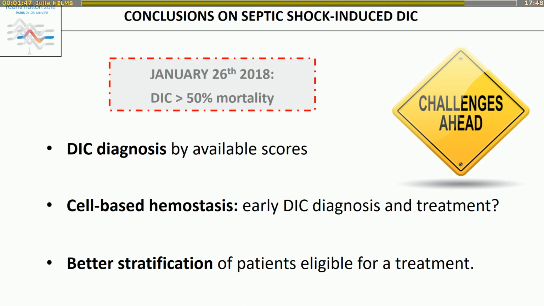So far, more than half of our septic shock patients with DIC will die. So we have to diagnose DIC with available scores, but we also have to find a way to establish the stage of coagulation activation of our patients, and maybe by using cell-based hemostasis, which has shown that we have an early endothelial and leukocyte activation. And finally, we have to find a way to better stratify our patients eligible for treatment.